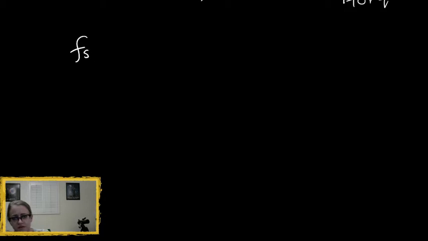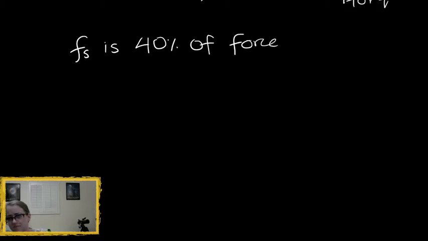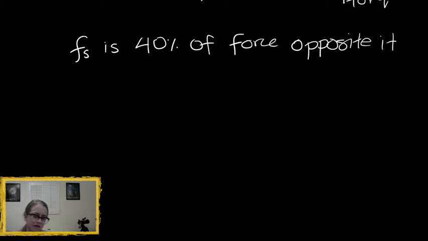So the force of friction is 40% of the force opposite. I don't know what that means yet. We'll figure it out. So it asks us to derive an expression. Derive an expression means we're going to have to have a symbolic answer probably for the linear acceleration of the wheel. Okay, so we're looking for the acceleration of the wheel.